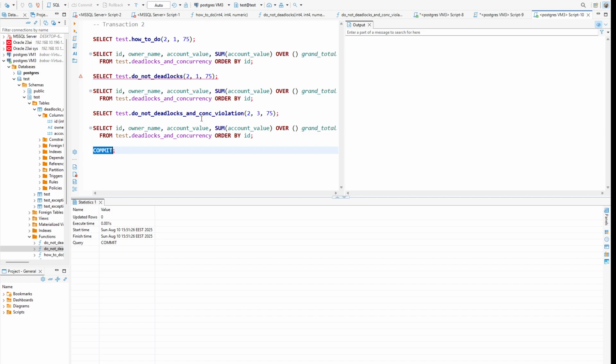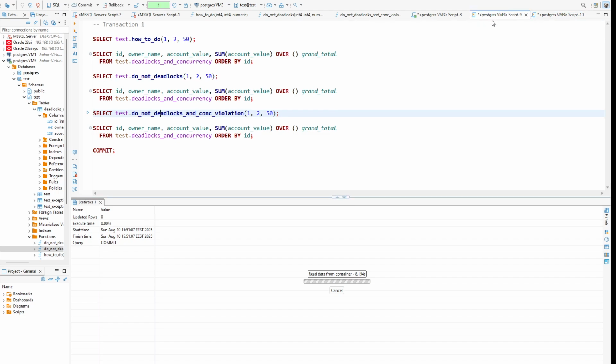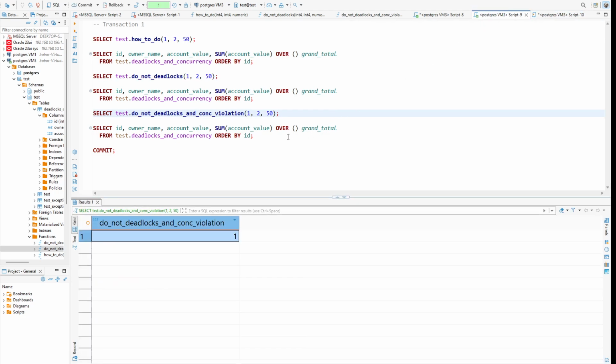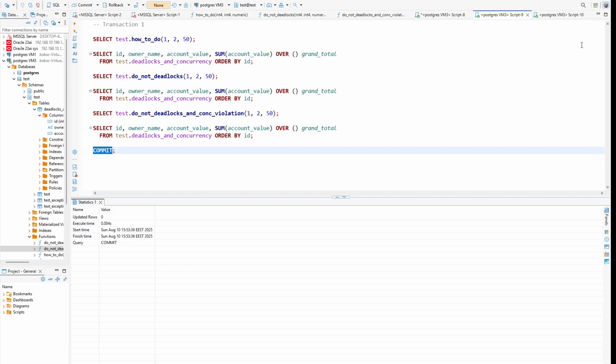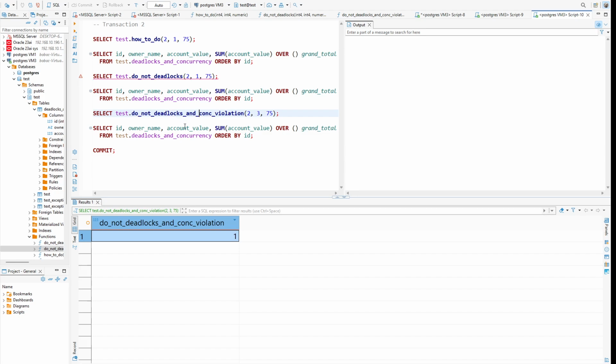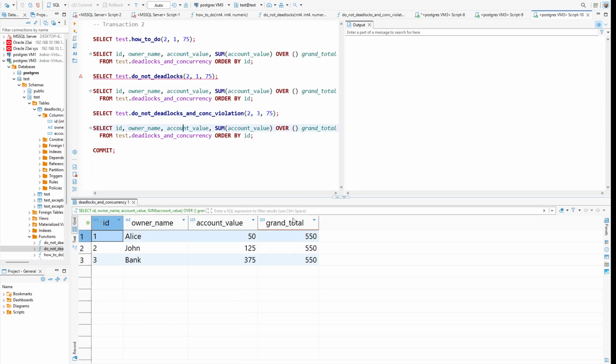Let's quickly go to the second and execute the last example and wait for the transactions to finish. Okay, this one finished. Now we have 50, 250, 300 as we knew it should happen, and the grand total as we expect it to be. That's fine until now. But let's see here. Here we have a different grand total. So some money were lost. Some money were lost. Why is that?